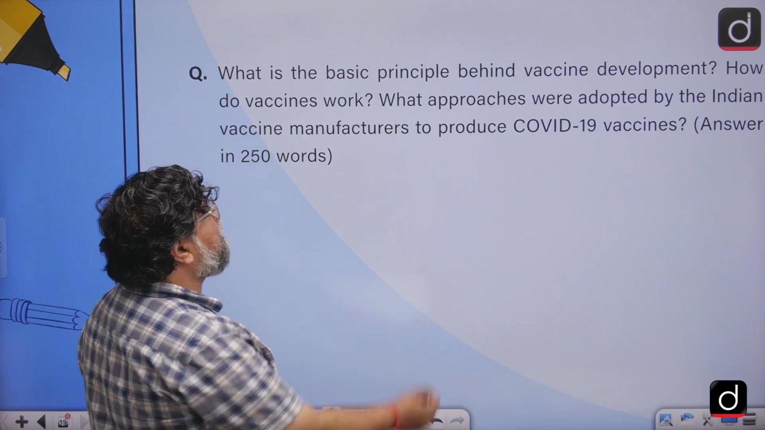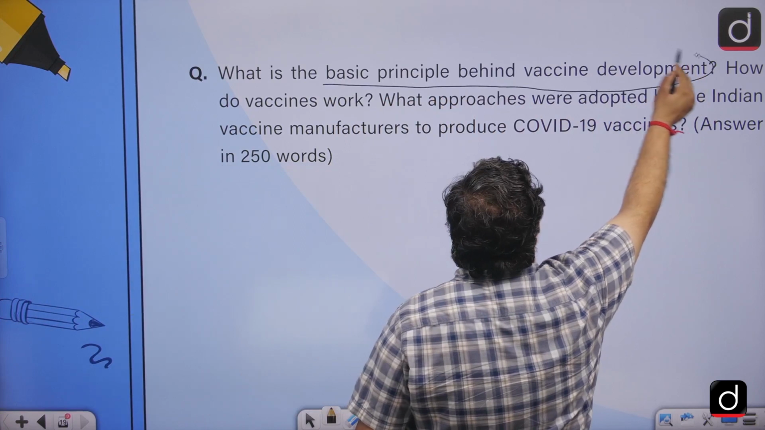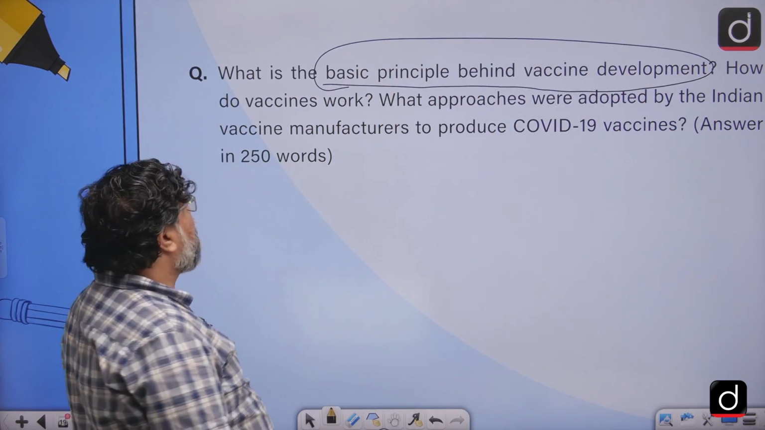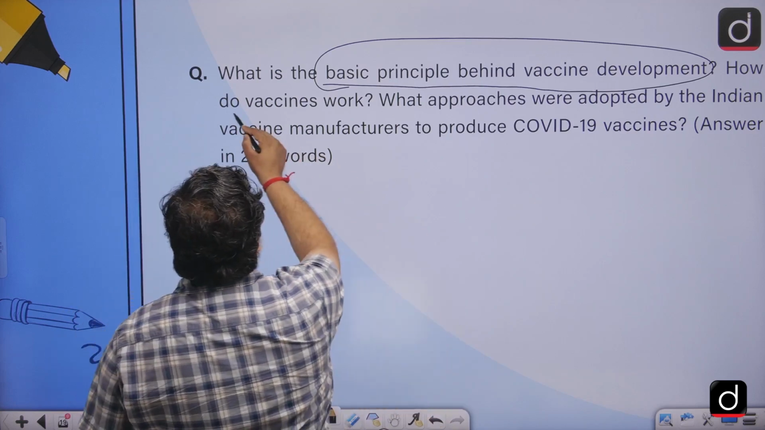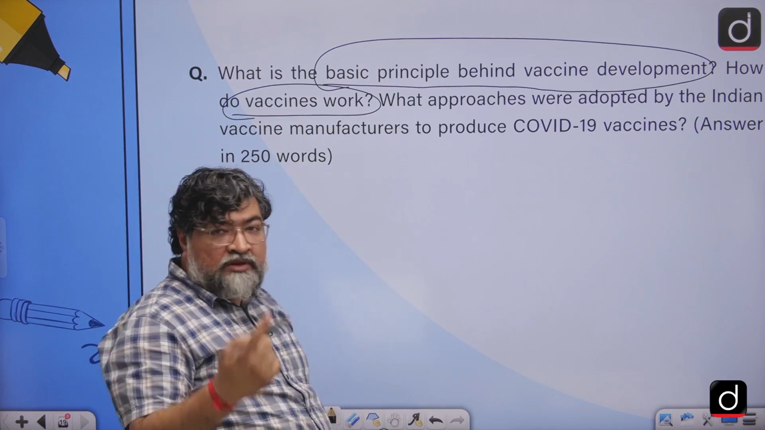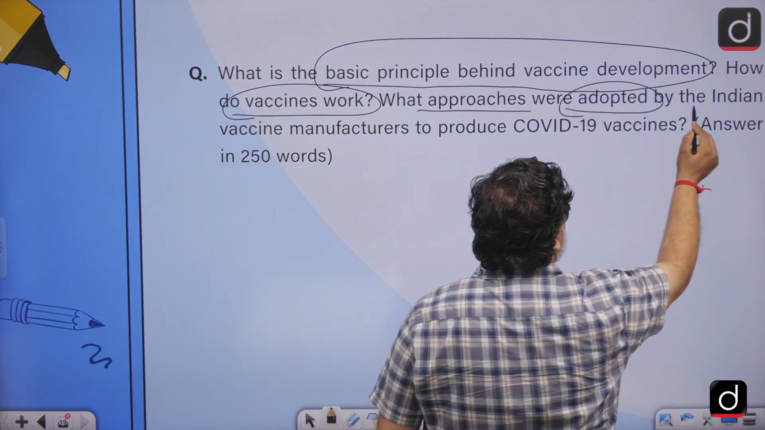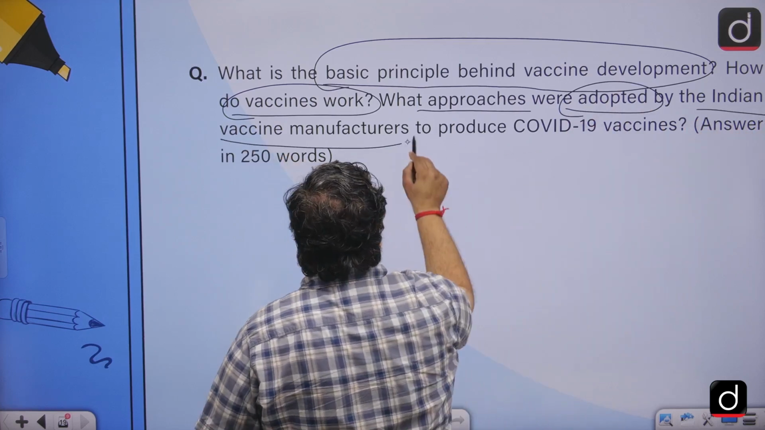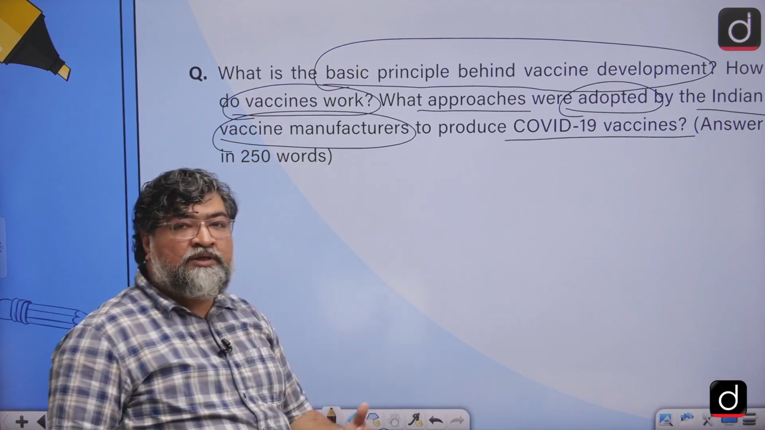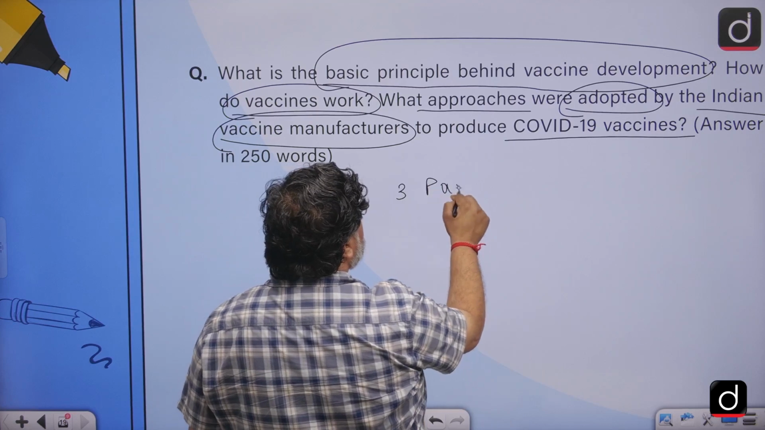This one: what is the basic principle behind vaccine development? Now this question is from biotechnology. Second part of the question: how do vaccines work? Third part of the question: what approaches were adopted by the Indian vaccine manufacturers to produce COVID-19 vaccines? So the question is divided into 3 parts, and one has to write the answer in 250 words.